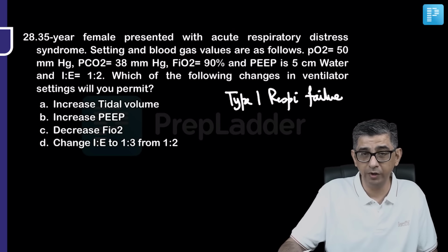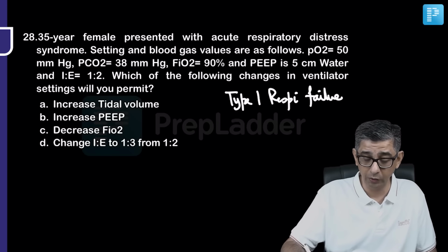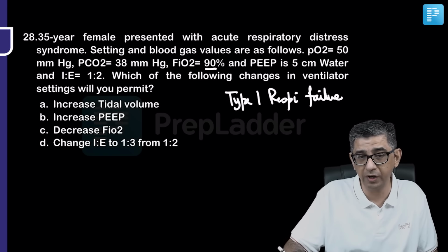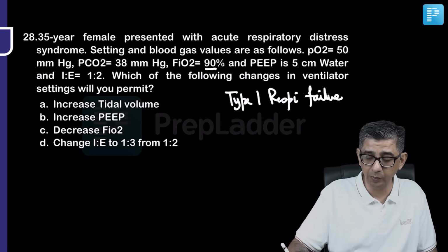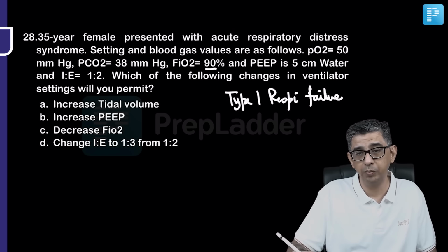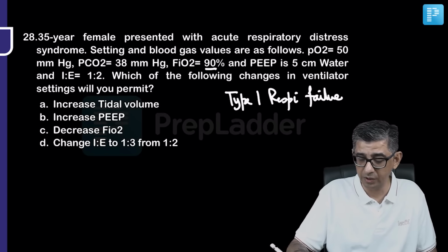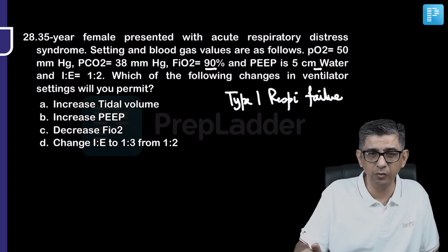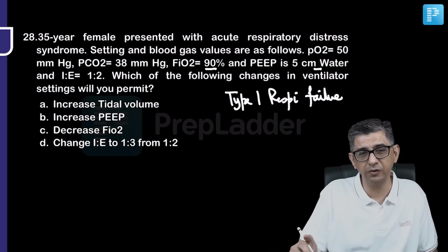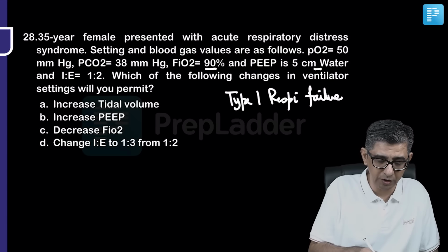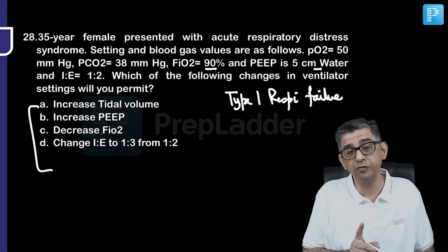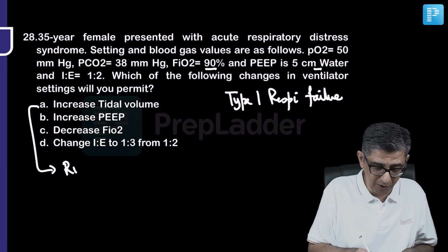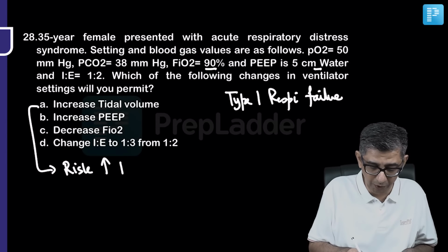She's already on the ventilator. Her FiO2 is 90%. So look at it. We are giving her a FiO2 of 90%, fraction of inspired oxygen 90%, but in spite of that, her PO2 is down to only 50. PEEP, positive end-expiratory pressure, is 5 centimeter of water. Our inspiratory expiratory ratio is the traditional 1:2, and he says, what would you do in this case? Option A is increase tidal volume. In any patient of ARDS, if you increase the tidal volume, there will always be an enhanced risk of development of pneumothorax.